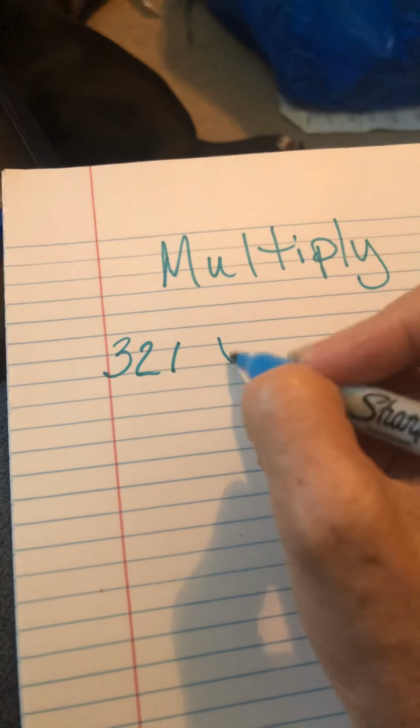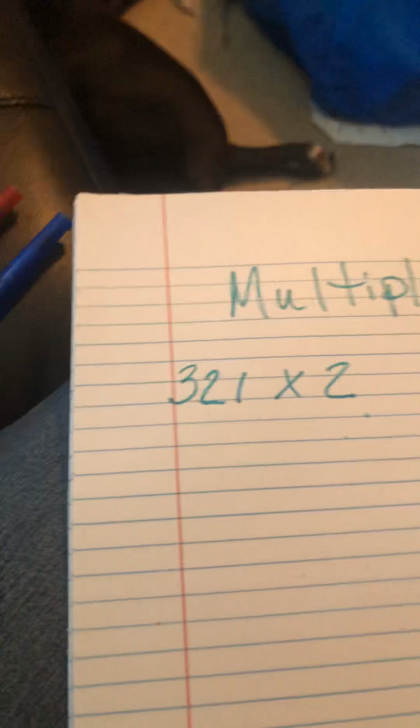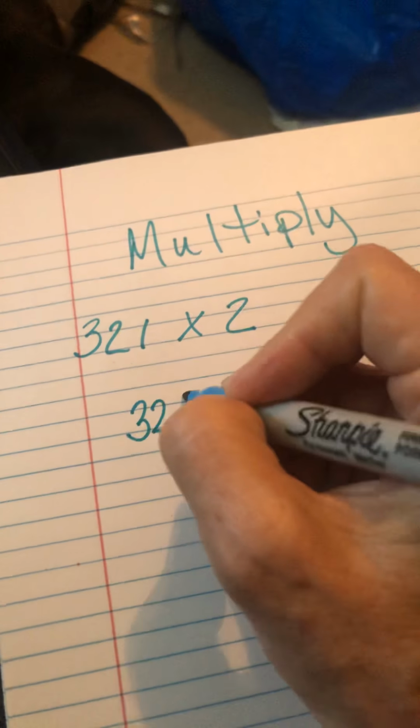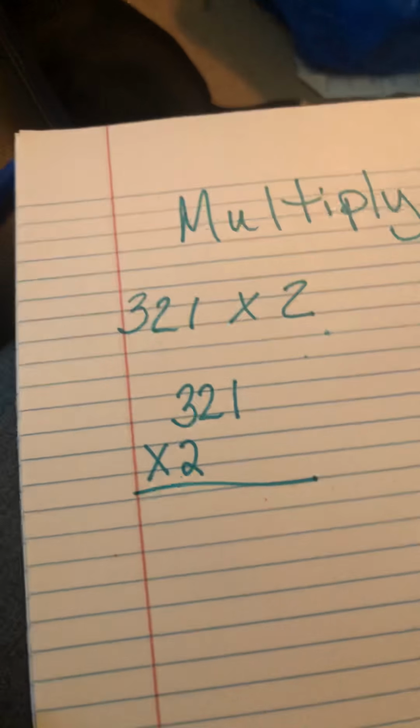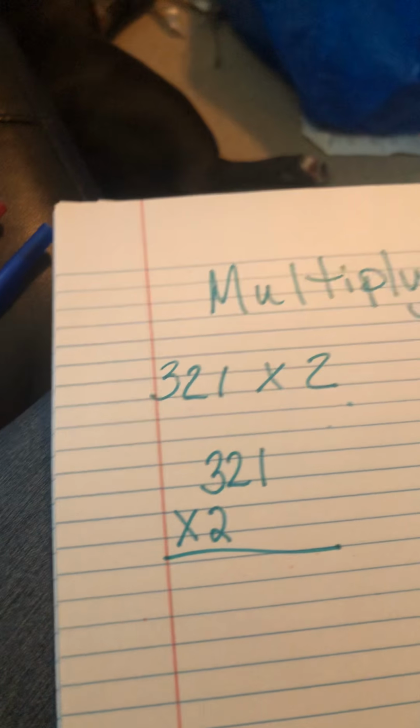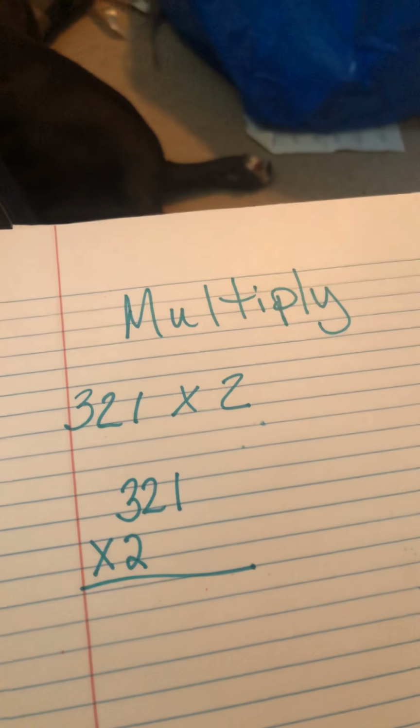For instance, if I have 321 times 2, would I write it like this? I'm hoping you're all saying, no way. No, we would not write it like that.